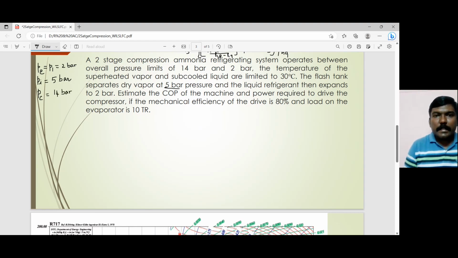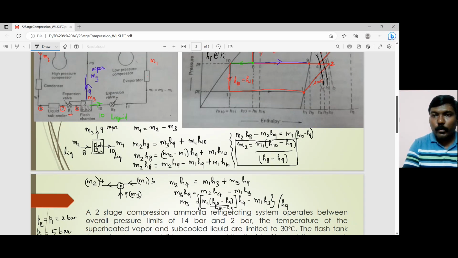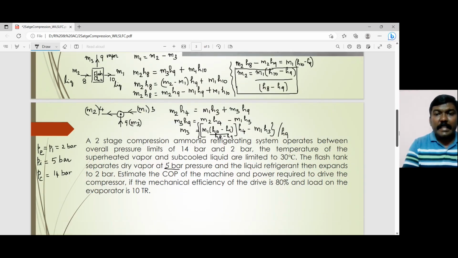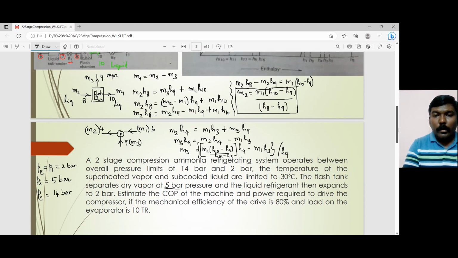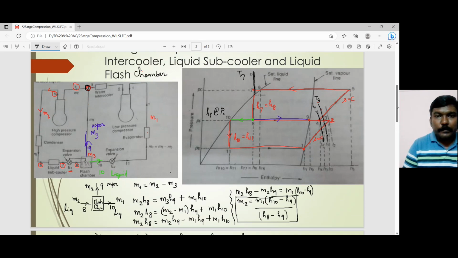Okay, what else is said here is the temperature of the superheated vapor and the subcooled liquid are limited to 30 degrees centigrade. So the superheated vapor is limited to 30 degrees centigrade, and the subcooled liquid is limited to 30 degrees centigrade, which means this temperature T7, the temperature, this is, let me change the color over here again.